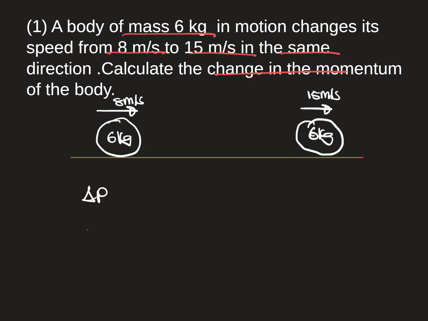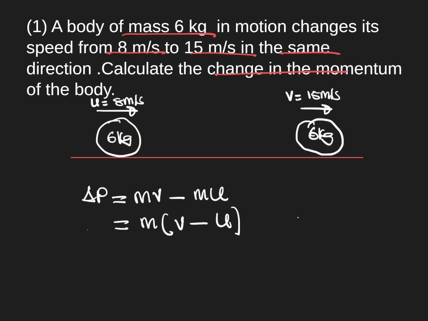The change in momentum, delta P, is equal to mv minus mu. That is the formula. So the change in momentum can be m(v minus u). The final velocity here is 15 meters per second, and the initial velocity is 8 meters per second. Because the direction of the body's velocity is the same, we are going to use them like that.